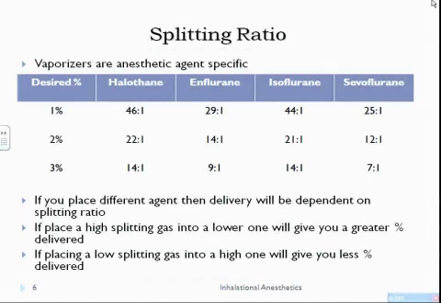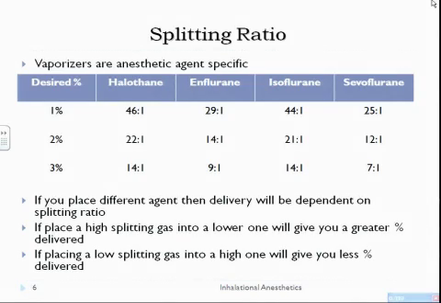If you're looking at halothane, your splitting ratio is 46 to 1, versus isoflurane is 44 to 1. If you took that halothane and isoflurane, mixed them up together, the effect would be almost unnoticeable. It wouldn't be a big deal. Okay? But if you look at enflurane and sevoflurane, those numbers are really different. And if you switch out these agents, you're going to have a problem.